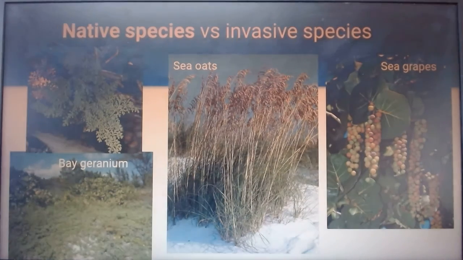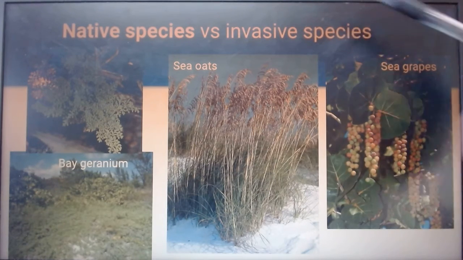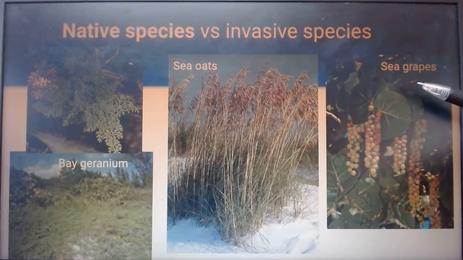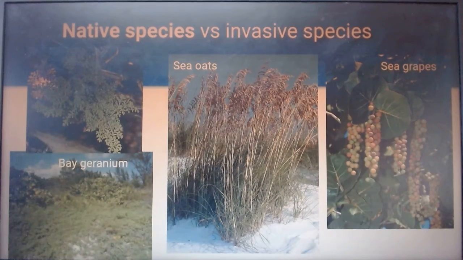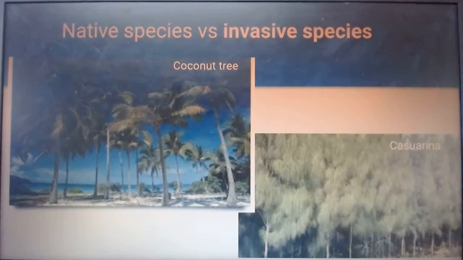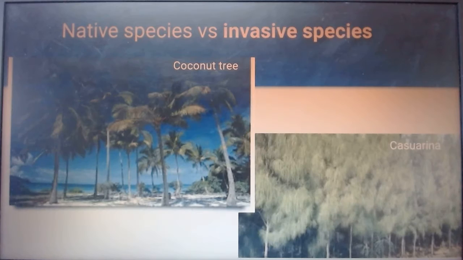What I do want you to do is make a little table, native species versus invasive species, which were found. These are your native species: we've got our sea oats, our sea grapes, and our bay geranium. They can go under your native species, and then invasive, the casuarina, and believe it or not, the coconut tree. These are invasive or exotic. They've been brought in. So just make a note of those under the correct headings, please.